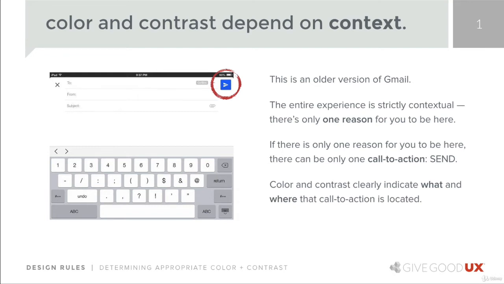So why does it work? If it's so abstracted from what we're actually doing and there's no clear label, why does it work? It works because of context. And the context, again, is that there's only one reason we're here. There's only one thing, really, that we're going to do once we compose this email, and that's we're going to send it. So color and contrast in this case is entirely dependent on context, on how it's used. That has everything to do with appropriateness, with whether or not it's the right call.